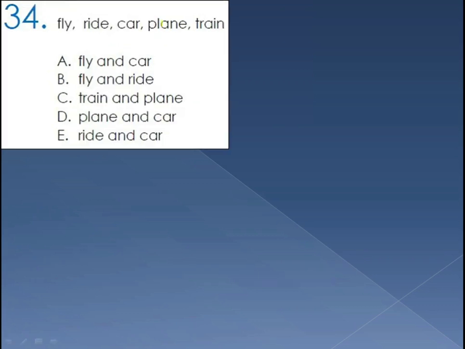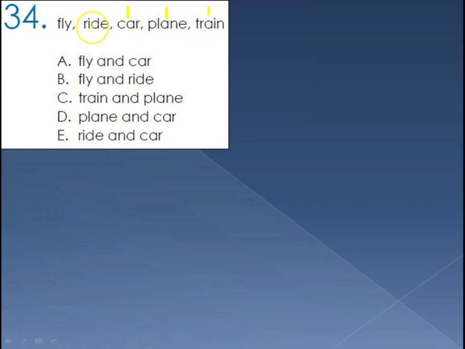Next one, we have fly, ride, car, plane, and train. Looking at this, I see modes of transport: train, plane, and car. It's all ways that you can get around. Now I know you can link in here ride a car, you could fly a plane. However, if you put them into a category, I could put these in as modes of transport.